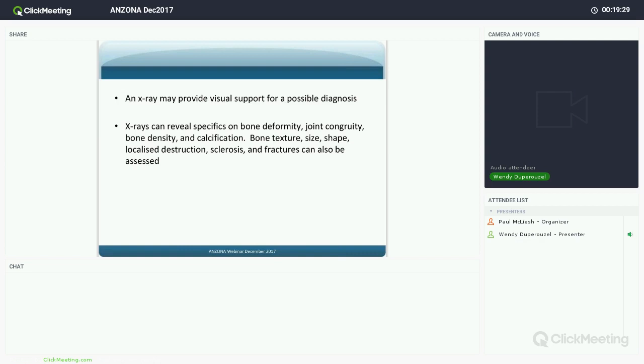First of all, what I want to say is that X-ray may provide visual support for possible diagnosis, but it's not the be-all and end-all in everything that we need to do with decision making. They can reveal specifics on bone deformity, joint congruity, bone density, and also calcification, providing us with quite a lot of patient information. We can look at the bone texture, size, shape, localized destruction, sclerosis, and fractures can also be assessed. Today's session, what we will be doing is focusing on looking at fractures.